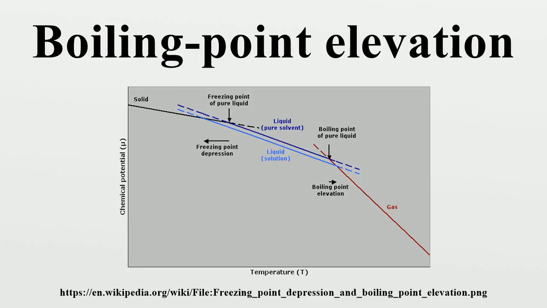It can be calculated as Kb = R·Tb²·M/ΔHv, where R is the gas constant, and Tb is the boiling temperature of the pure solvent, in K. M is the molar mass of the solvent, and ΔHv is the heat of vaporization per mole of the solvent. bb is the molality of the solution, calculated by taking dissociation into account, since the boiling point elevation is a colligative property, dependent on the number of particles in solution.